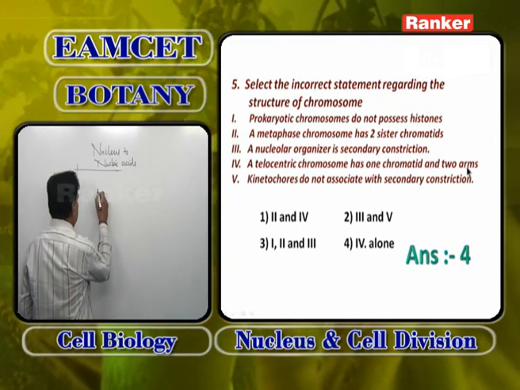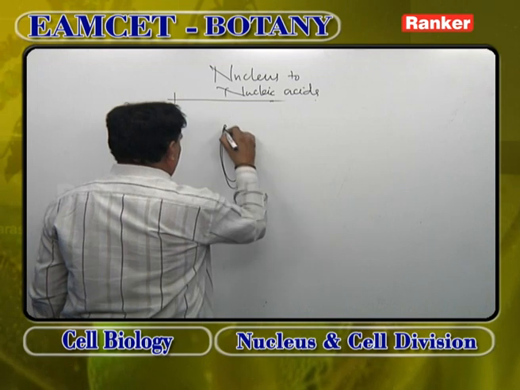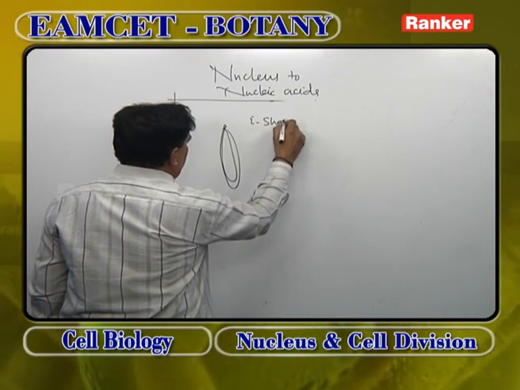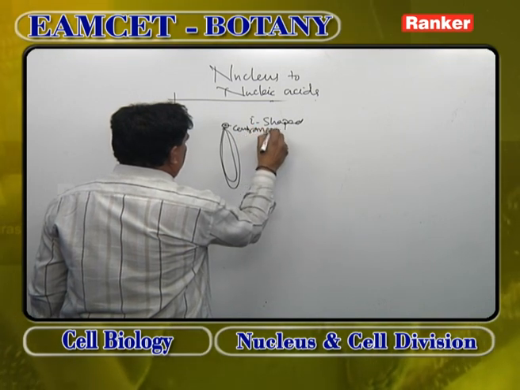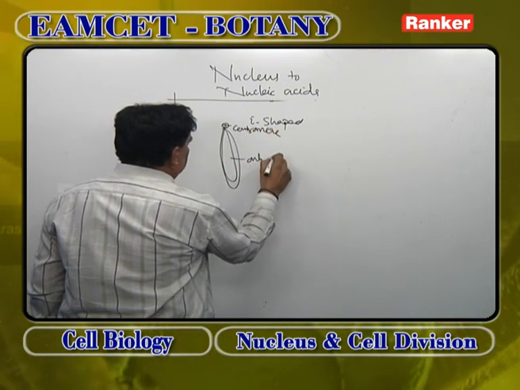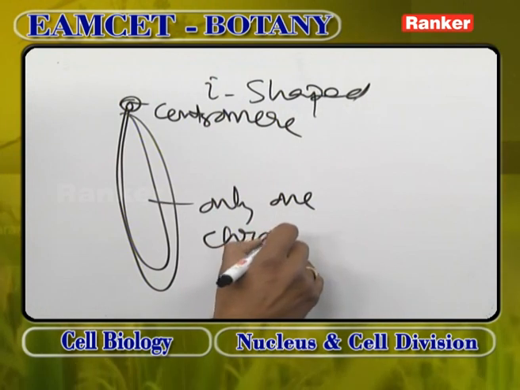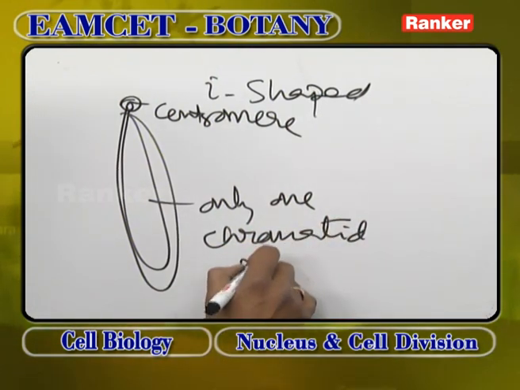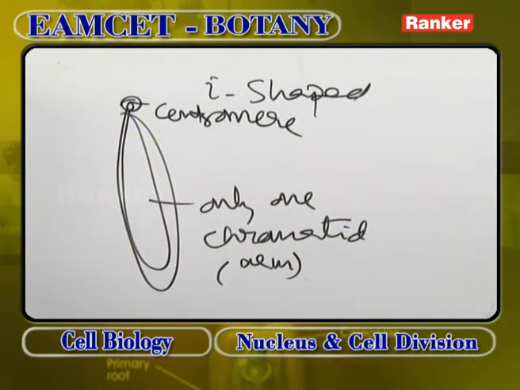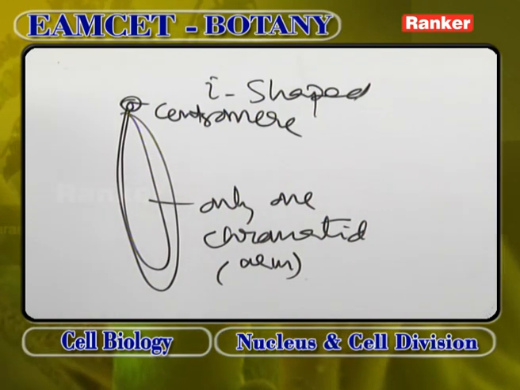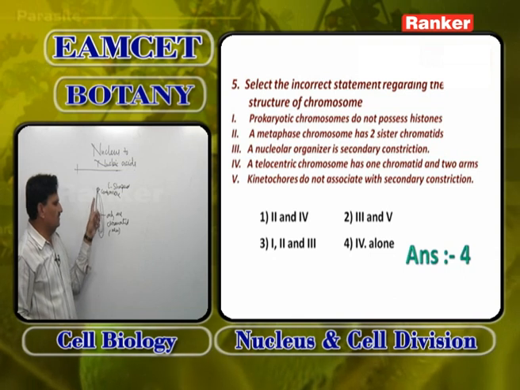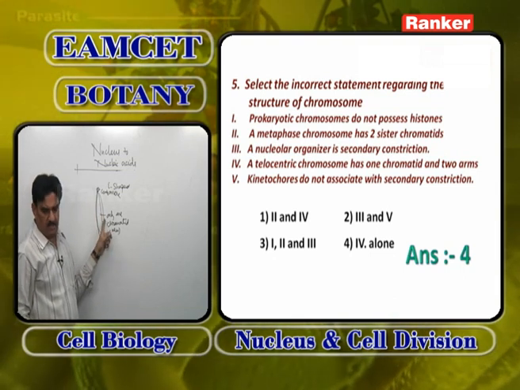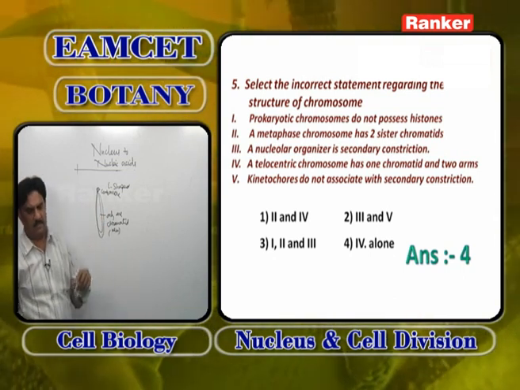Telocentric means an eye-shaped chromosome. It shows the centromere towards the proximal end and it shows only one chromatid arm. So, a telocentric chromosome is an eye-shaped chromosome which has one chromatid and two arms is wrong. It has only one chromatid and one arm.